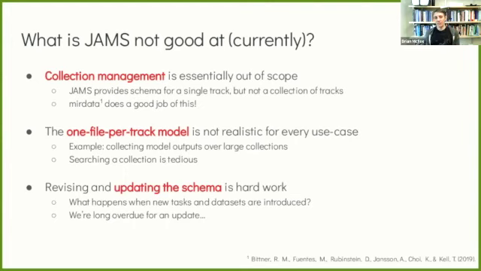Second thing, the one file per track model, where we collect all the annotations into a single file. That's not realistic for every use case, especially if you have very large collections, like hundreds of thousands or millions of tracks. This actually creates a resource issue if you have multiple, say, predictors trying to write to the same object. You end up with race conditions or locks, and that slows things down. It's kind of a pain. But it would be easier if you could separate annotations into separate files that were linked by a common ID. We're thinking about ways to get around that, but it's not an easy problem.